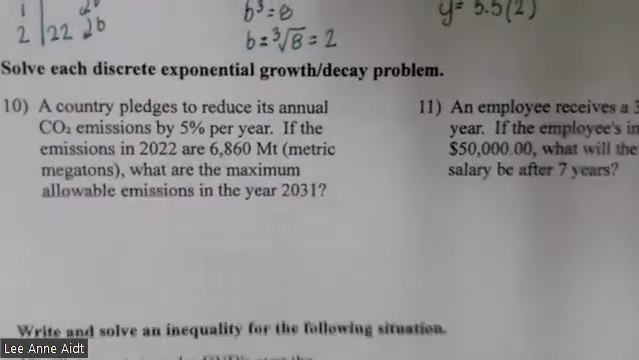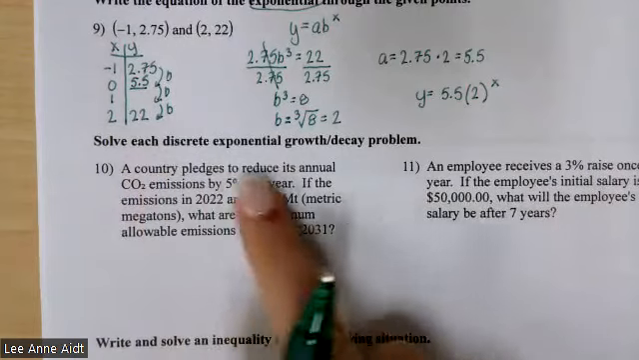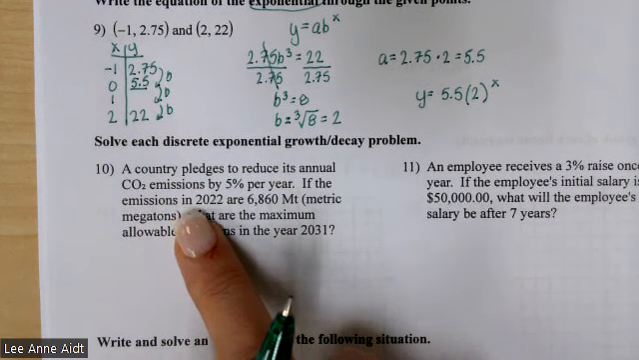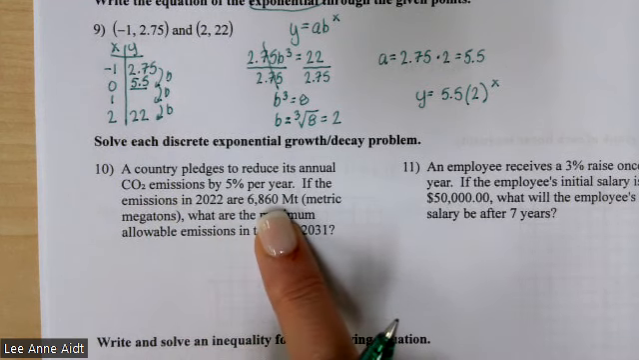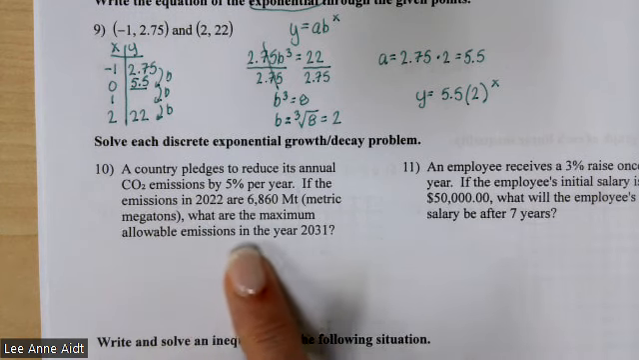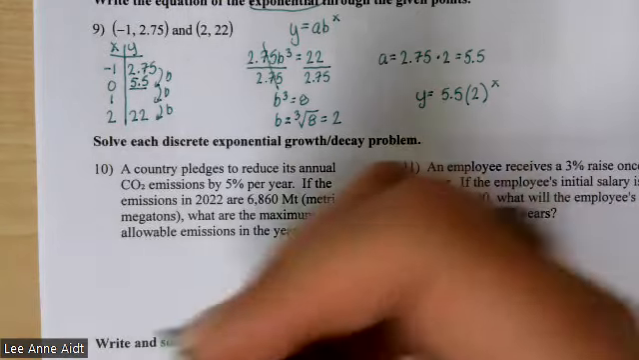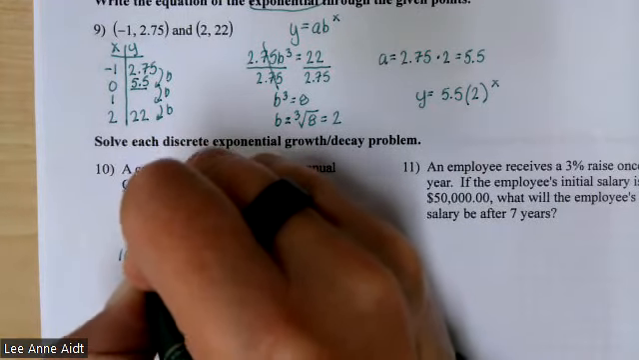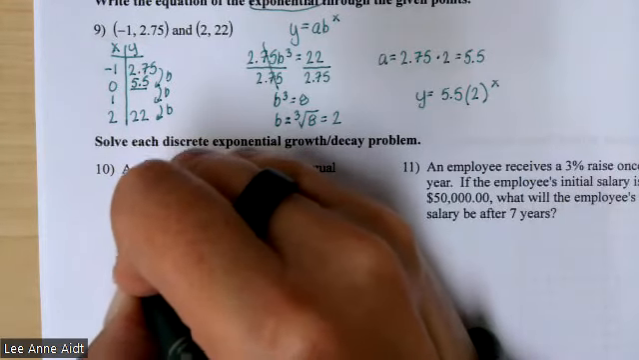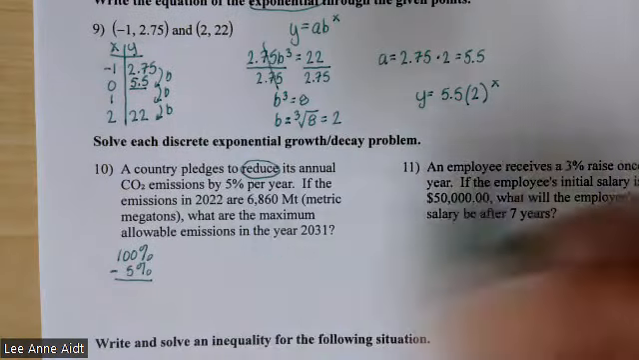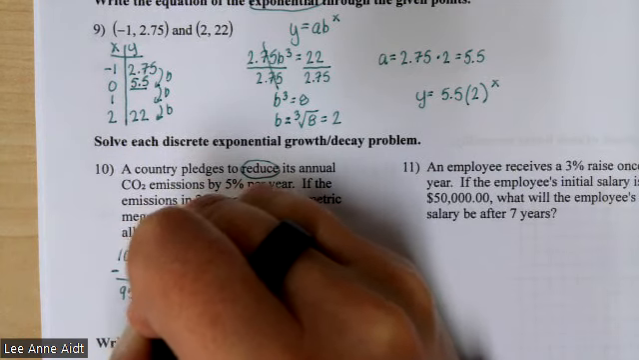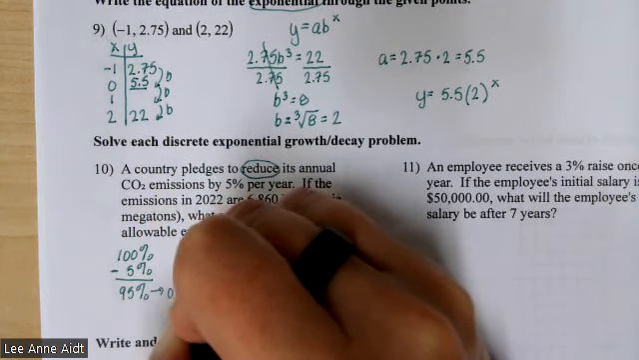Okay, number 10. A country pledges to reduce its annual CO2 emissions by 5% per year. If the emissions in 2022 are 6,860 metric megatons, what are the maximum allowable emissions in the year 2031? Okay, so 100%, it says reduce, so minus 5%. Does that make sense? It'd be down, so that's 95%, which is 0.95.